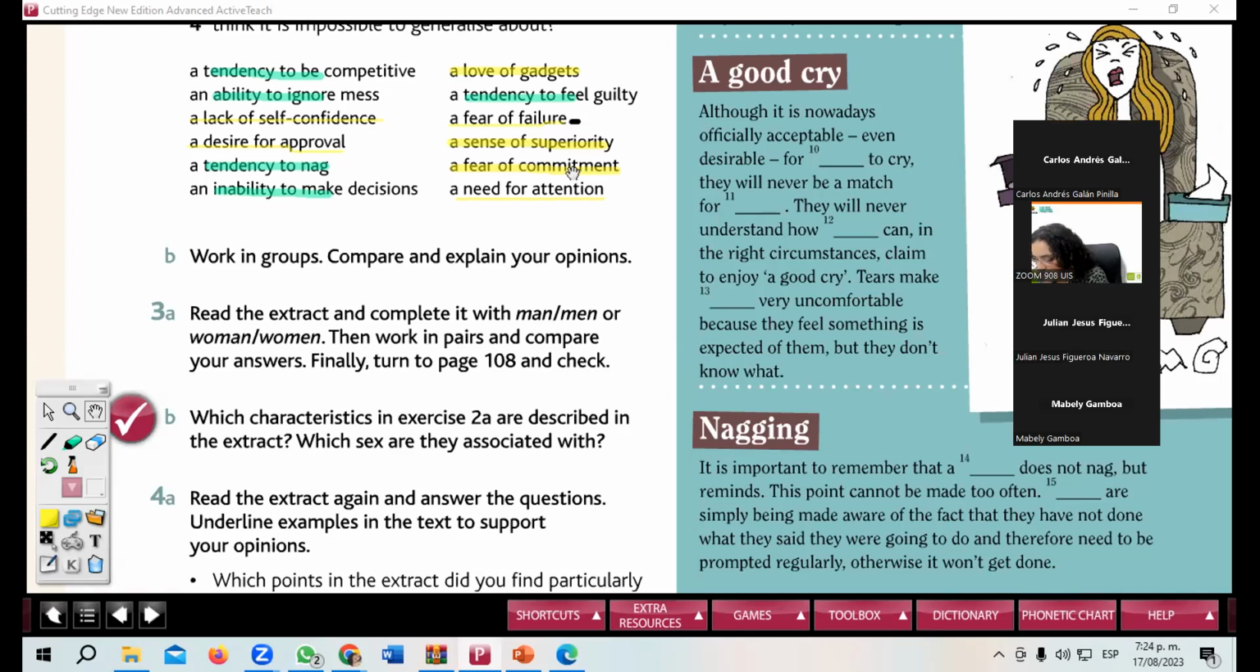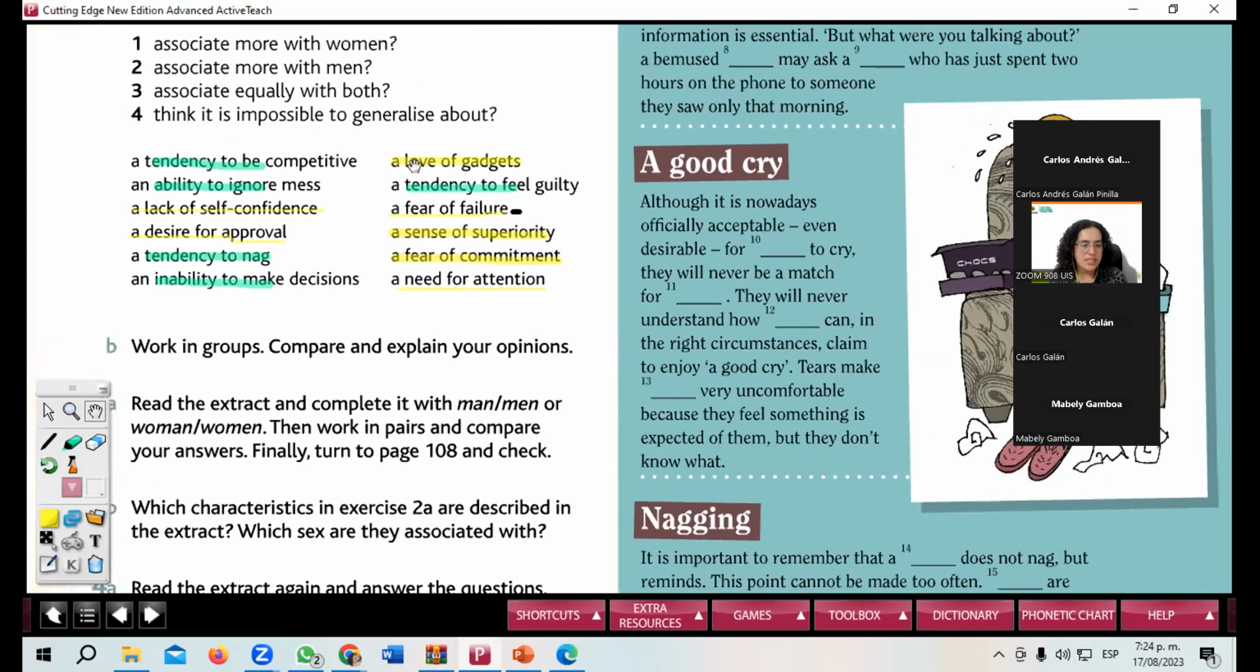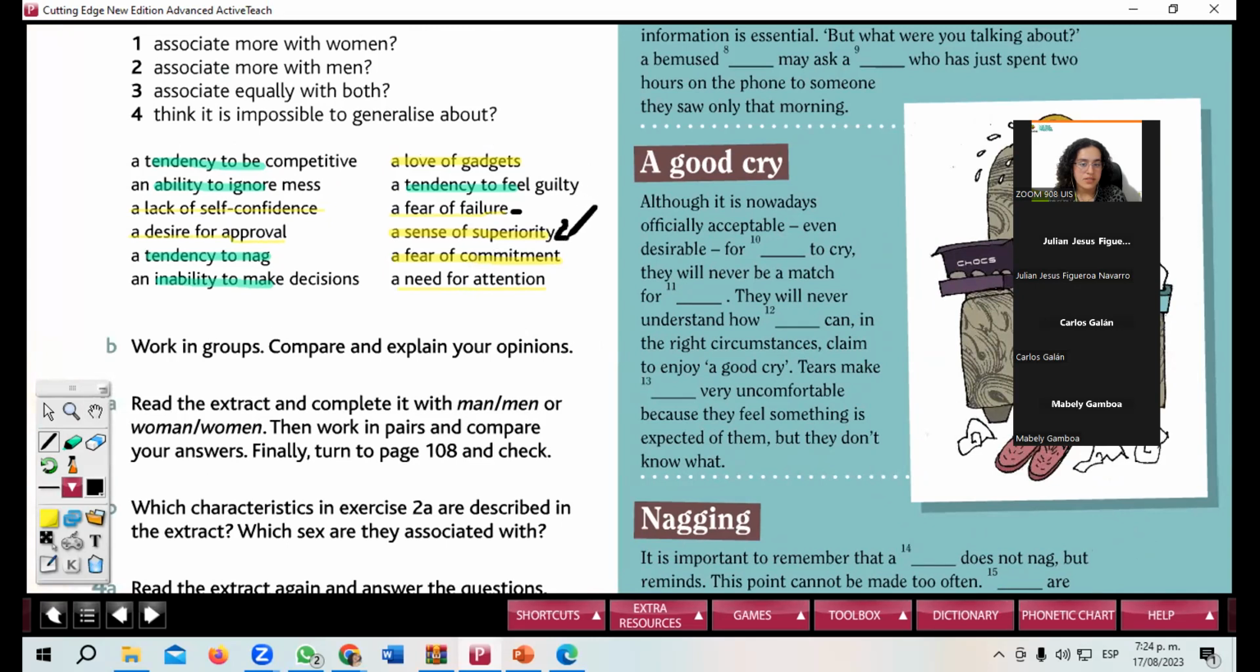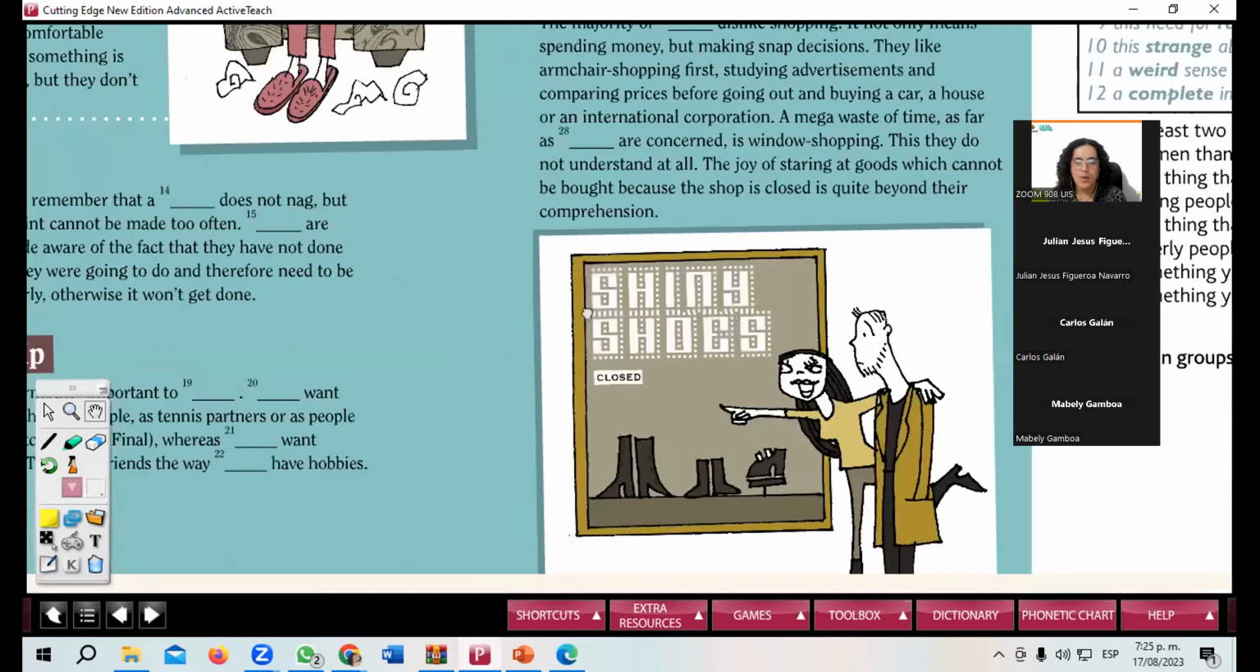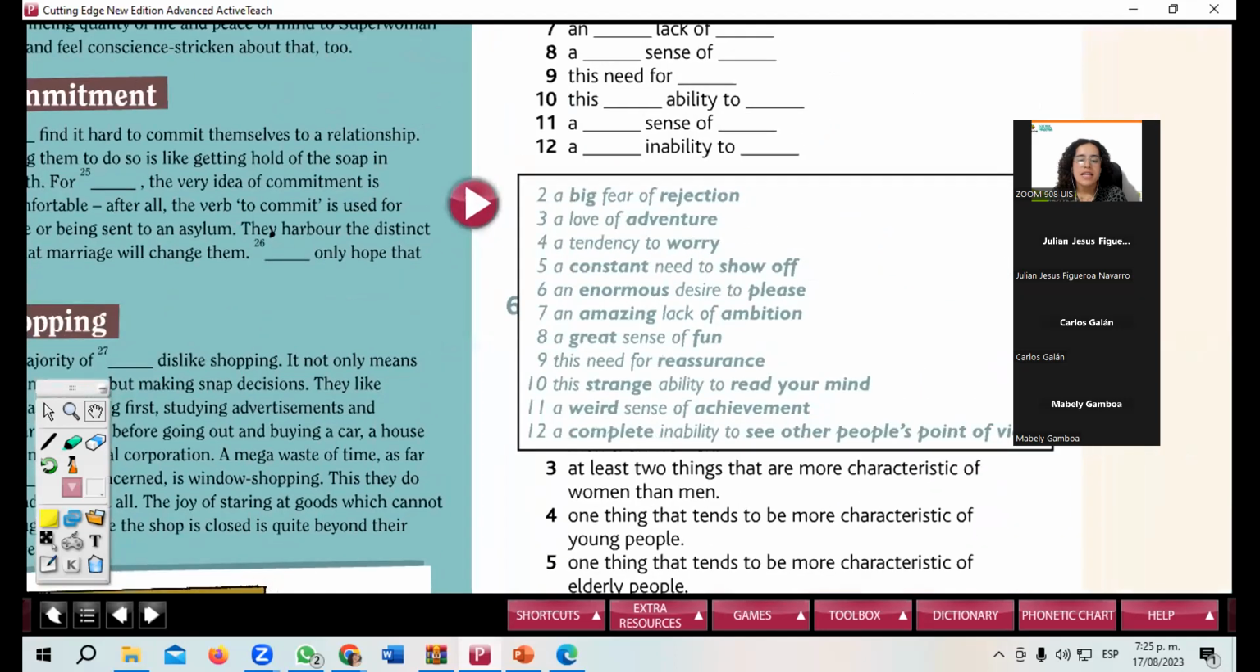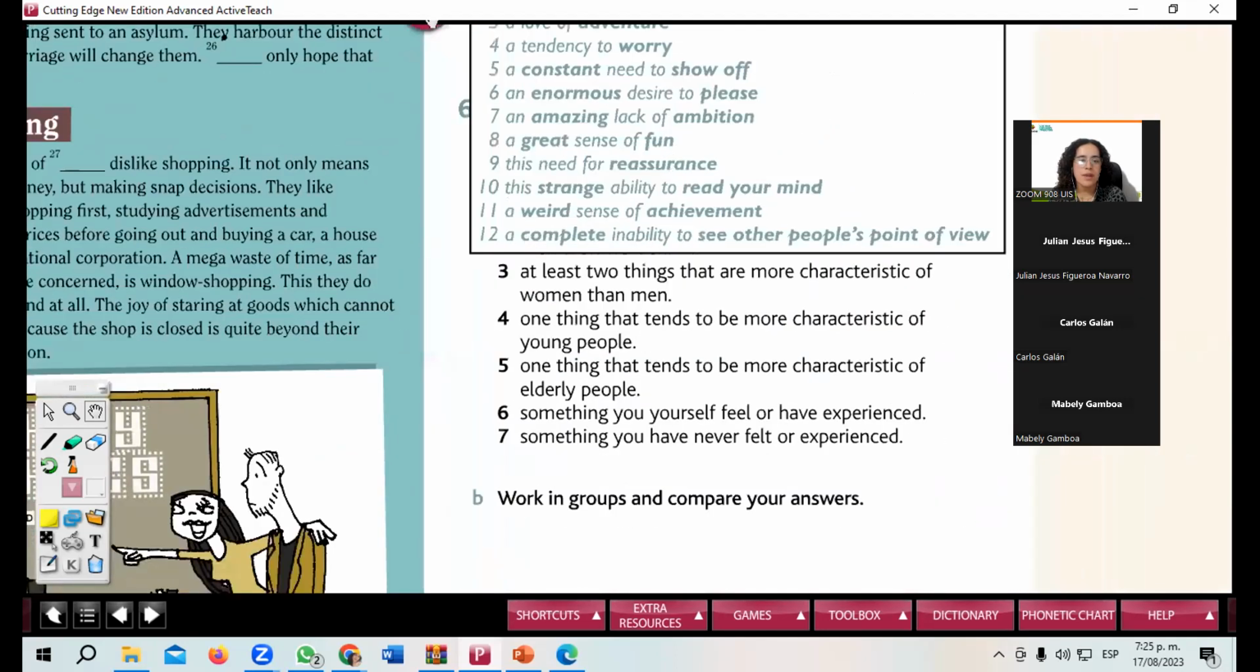Okay, Carlos. Teacher, I put a sense of superiority, a love of gadgets. Yes, these two could be more related to men. So I'm going to write number 2 here and number 2 here. A sense of superiority and a love of gadgets. All right. Thank you, Carlos. Let's continue. Number 3.